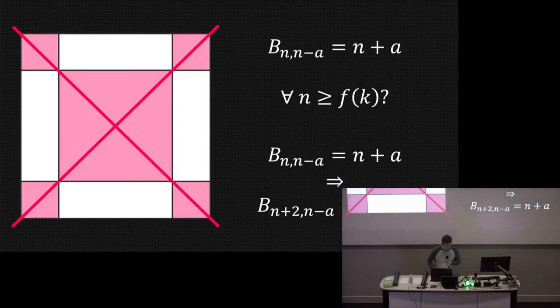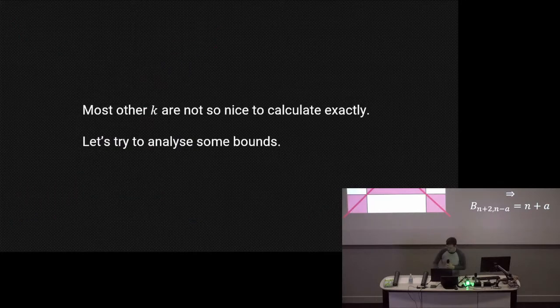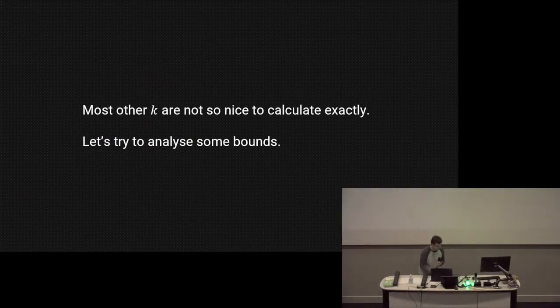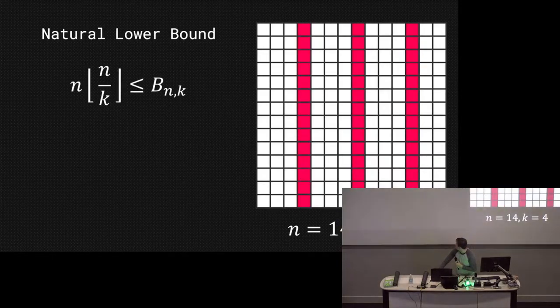And in general, you can see how this is going to generalize. There must be some function for which at which point we can use this tiling, and we'll find that the lower bound is equal to the upper bound. Most of the k not nice to calculate exactly. So in general, when we're looking at an algorithmic problem, we have to find a general upper bound or a general lower bound. And in this case, well, this is an obvious lower bound, right?